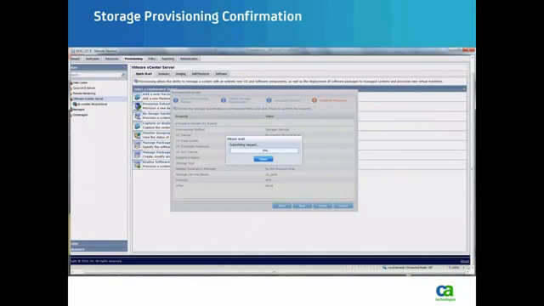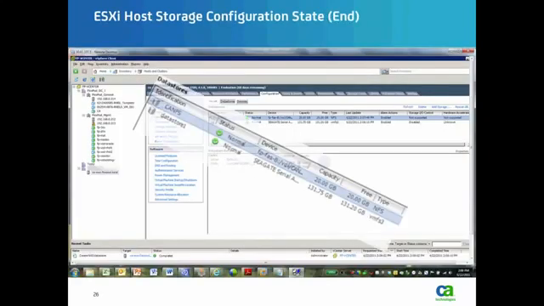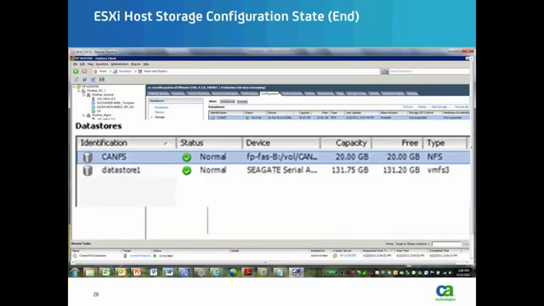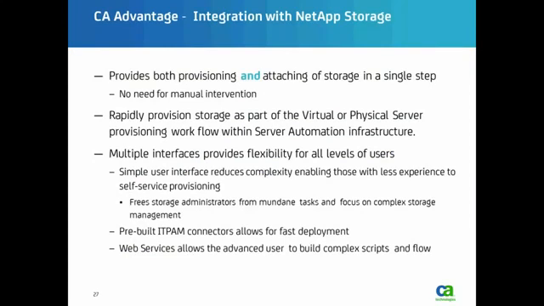Typically, these are two separate operations performed by two different groups, and normally they have to wait on each other. So we can complete this in a single operation, providing greater agility and lowering the operational costs. As you can see, the end result is a new NFS data store attached to our ESXi host. The advantage of the integration between NetApp and CA is that it provides both provisioning and attaching of storage in a single step. And we can also rapidly provision storage as part of the virtual or physical server provisioning process within our solution.